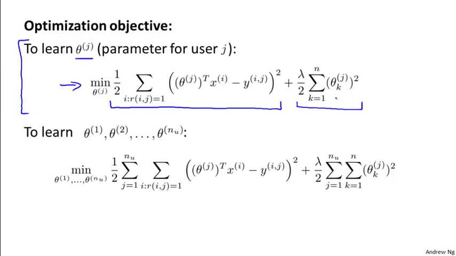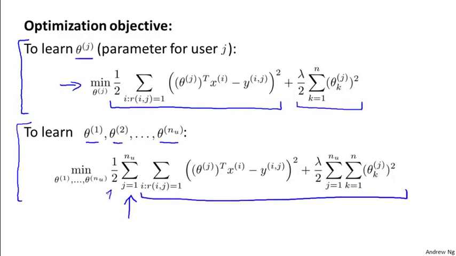Now, of course, in building a recommender system, we don't just want to learn parameters for a single user. We want to learn parameters for all of my users. I have n subscript u users, so I want to learn all of these parameters. What I'm going to do is take this optimization objective and just add an extra summation there. This expression, with the 1/2 on top, is exactly the same as what we had before, except that now, instead of just doing this for a specific user theta j, I'm going to sum my objective over all of my users and then minimize this overall cost function.